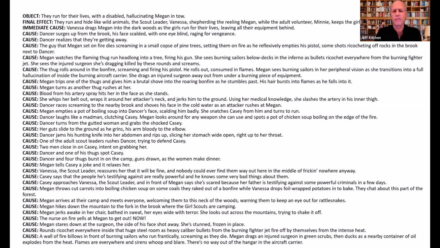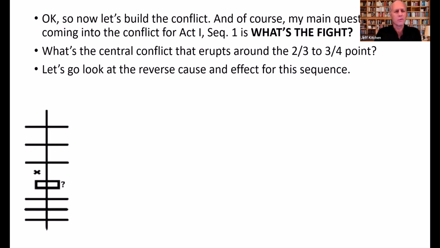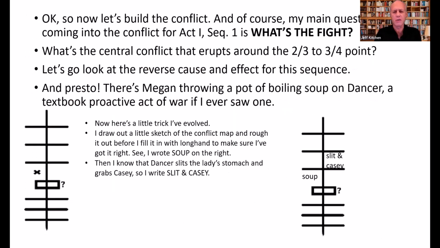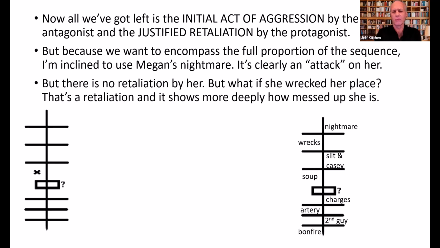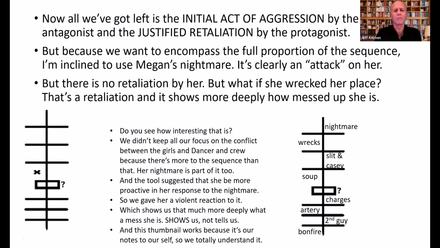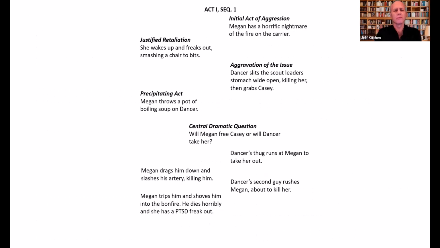And so there is reverse cause and effect for that sequence that we've fleshed out. Then we're looking at what's the conflict in the sequence, and we're figuring some things out, building, expanding, thinking it through, structuring the conflict. So here is Act 1, Sequence 1. And there is the conflict map for that sequence.